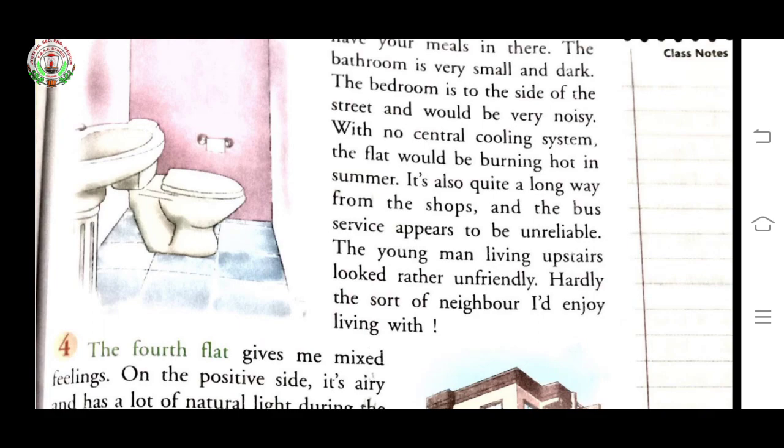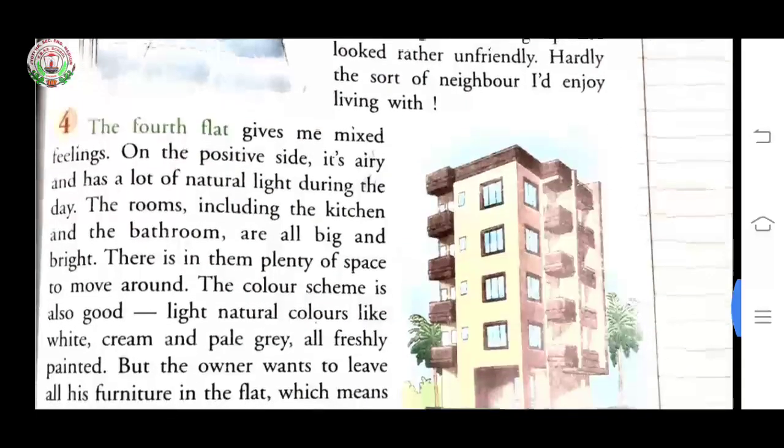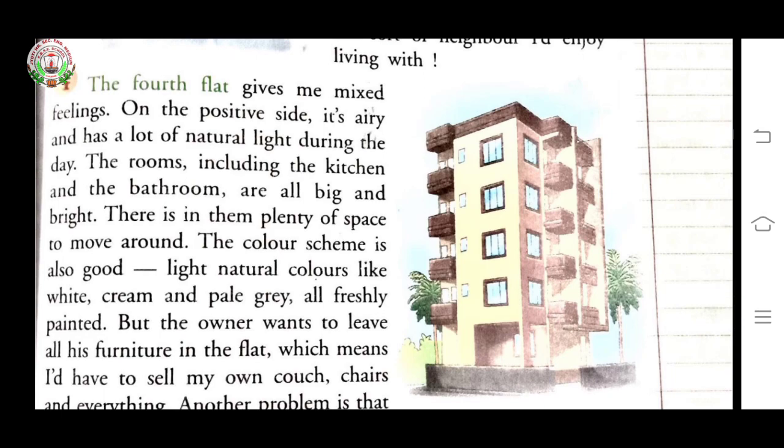And then she said the young man living upstairs, means whoever was living upstairs, looked rather unfriendly. That person looked unfriendly. Unfriendly means someone who doesn't want to make friends or talk too much. And hardly, she said, hardly the sort of neighbors. No neighbor was there that she would enjoy living with. No one was there to enjoy with. Now she talks about the fourth flat.